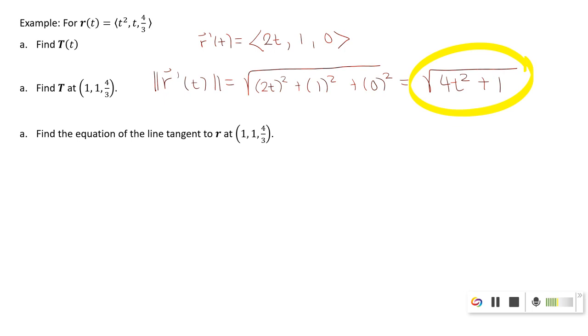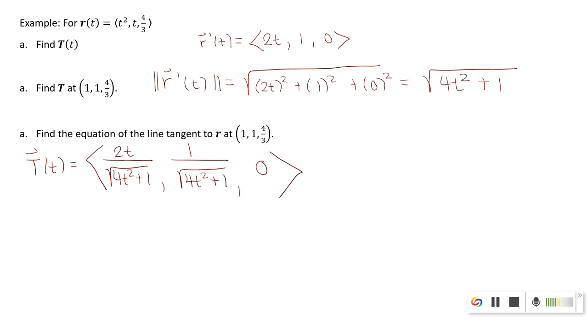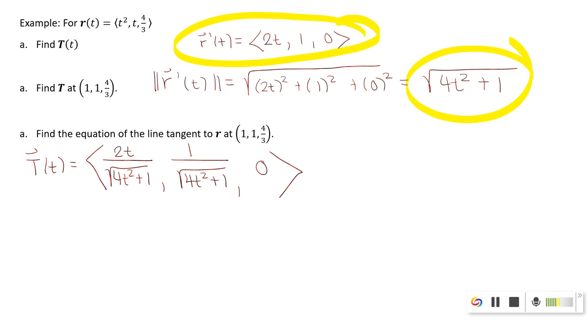And so that means my unit tangent vector is my derivative divided by the square root of 4t squared plus 1. To do that, I went through and divided each component by that square root. And so I got a new vector: 2t over the square root of 4t squared plus 1, then 1 over the square root of 4t squared plus 1, and for the last component, it'll still be 0. So there's part A, my unit tangent vector.